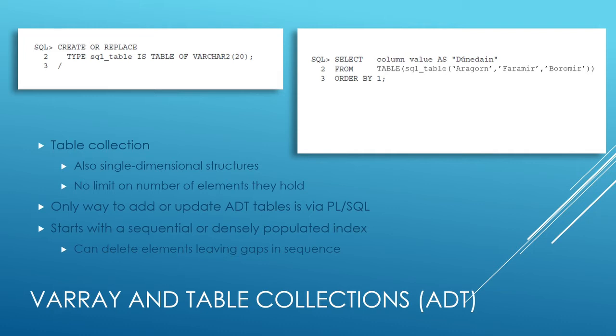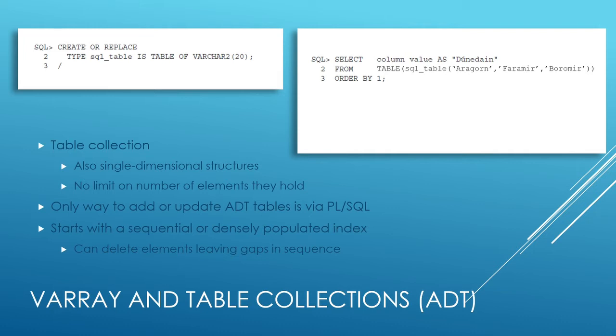A table will start with a sequential or densely populated index, but because elements can be deleted, it can end up leaving gaps in there. So looking at the quick example up at the top, on the left where it says create or replace, it's pretty similar to setting the V-array component. In this case, you're just setting it as a SQL table, and it's a table of string characters up to 20 long.